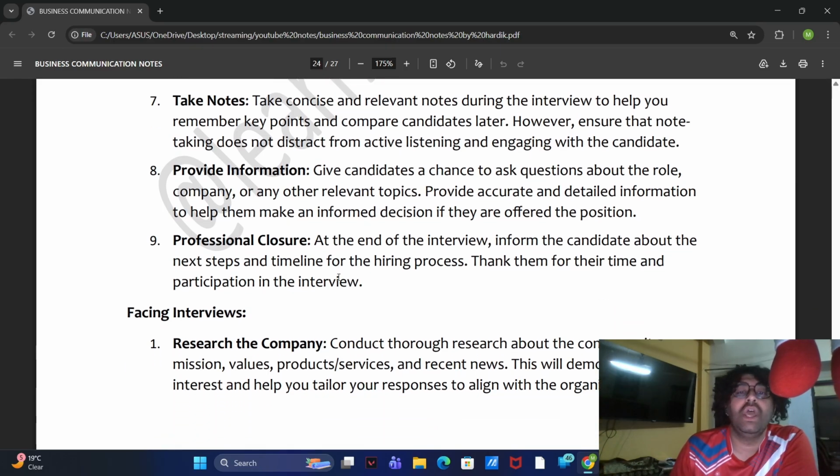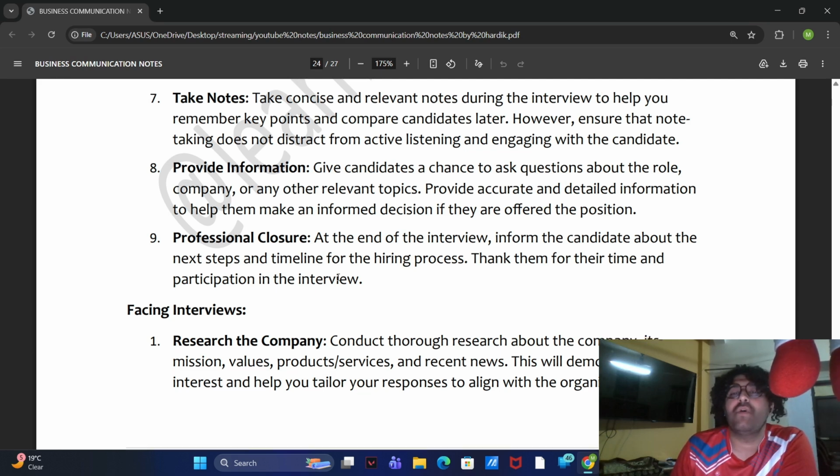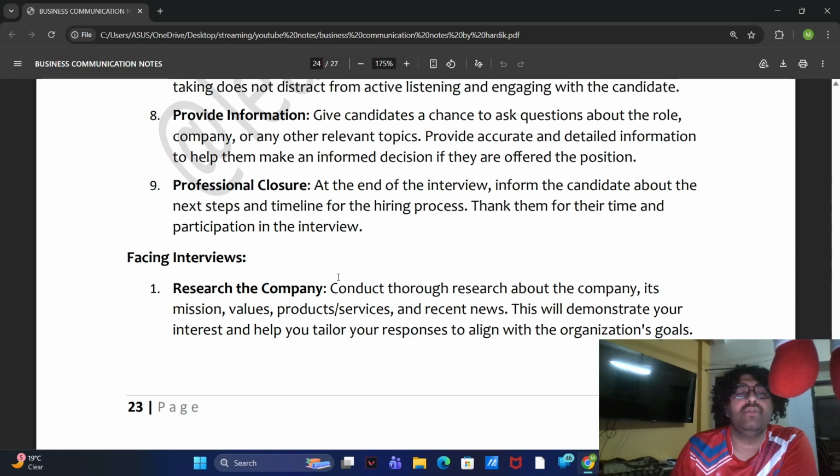Provide information. Give candidates a chance to ask questions about the role, company, or any other relevant topic. Provide accurate and detailed information to help them make an informed decision if they are offered the position.